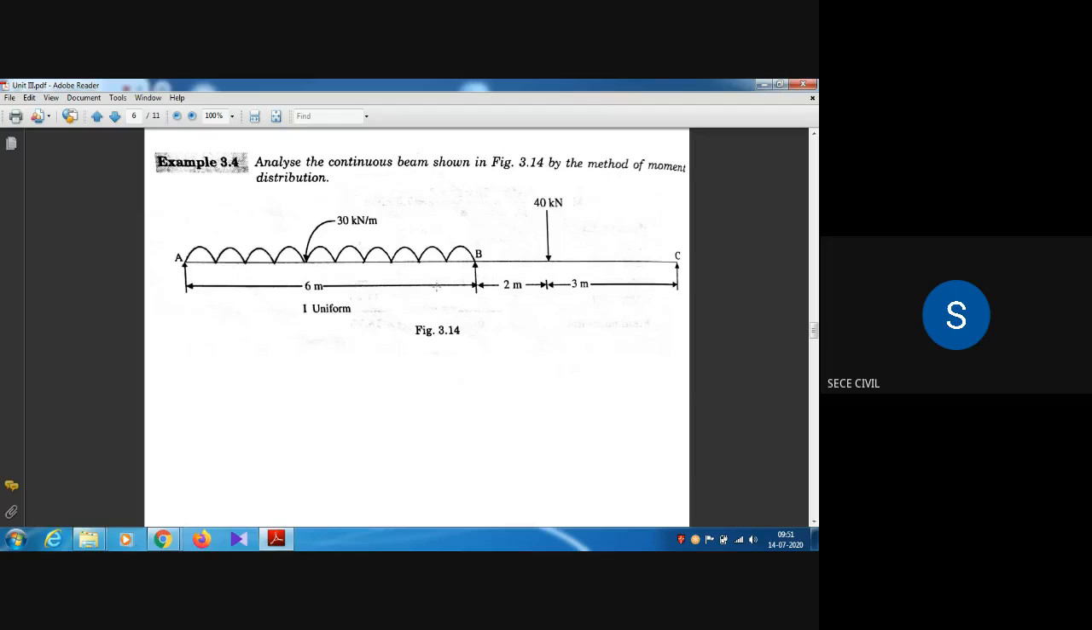So this is a two span continuous beam AB, BC. The length of AB is 6 meters and the length of BC is 5 meters. At a distance of 2 meters from point B we have a point load of 40 kilonewton. In the moment distribution method, the first step is calculation of fixed end moment.